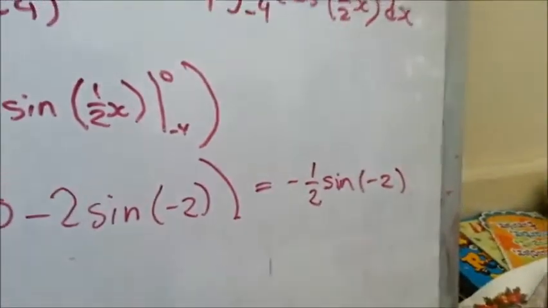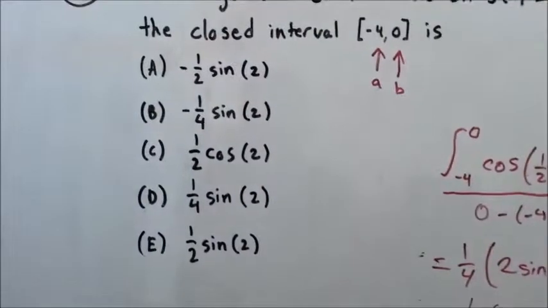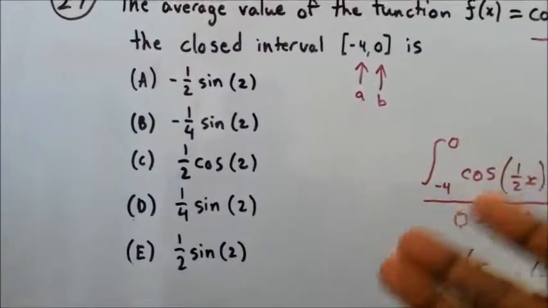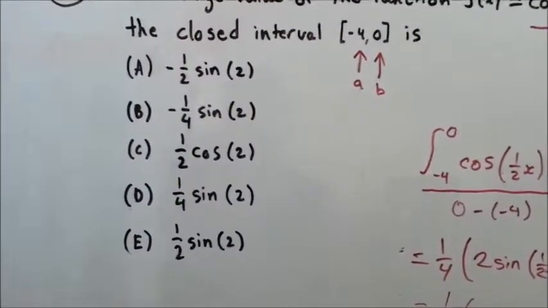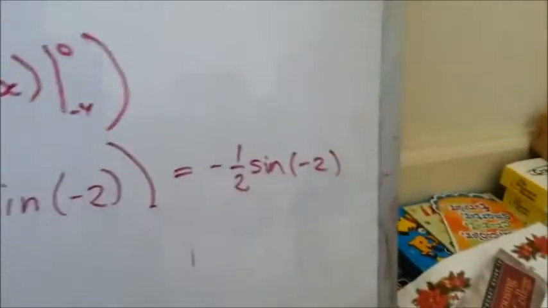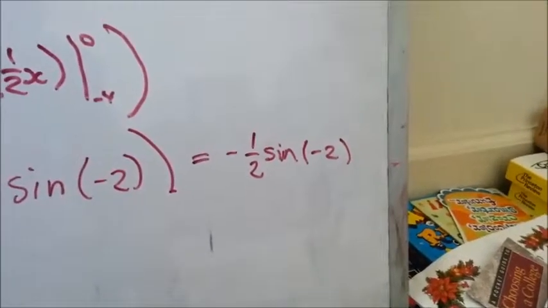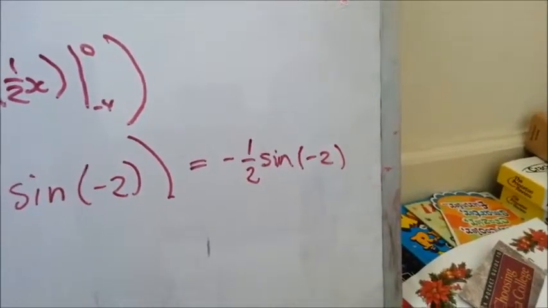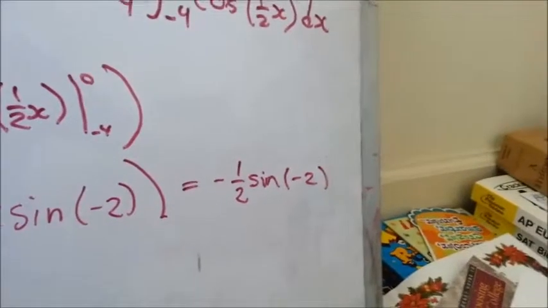Unfortunately, however, that answer doesn't match any of the answer choices. Because as you can see, all the numbers in the parentheses are positive. They're positive 2's. But we got something with a -2 in the parentheses. So did we do something wrong? Actually, we didn't do anything wrong. It's just because of the properties of the sine function.